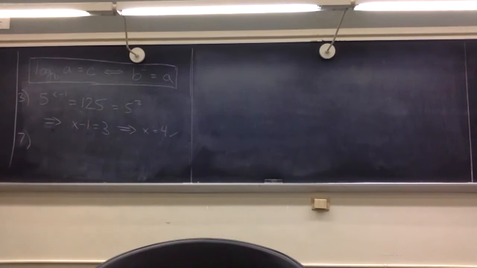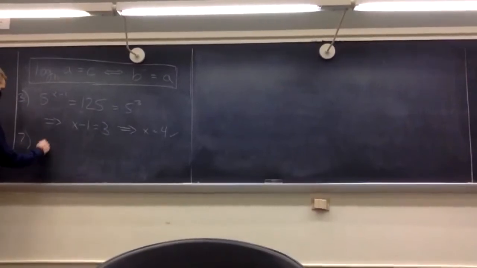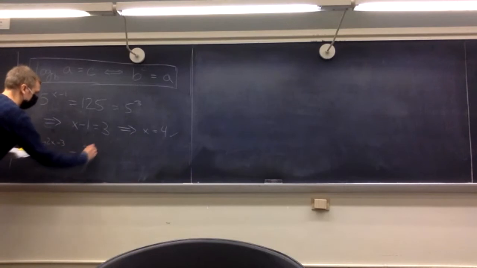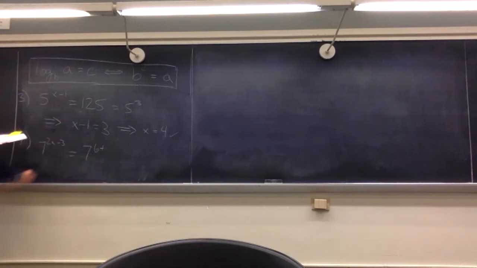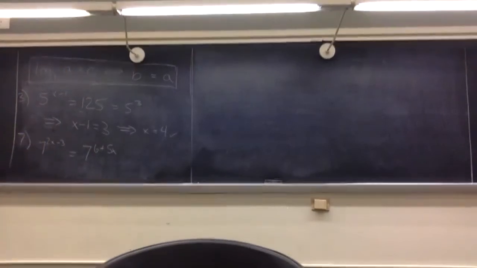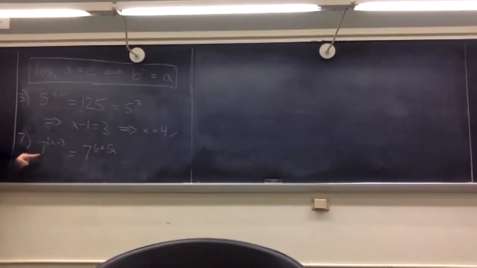Question 7 is something very similar. It says 7 to the 2x minus 3 is 7 to the 6 plus 5x. What I just said: you have the same base, this to some unknown power, this to some unknown power, but they're the same base, and we do have equality, so the powers have to be the same.